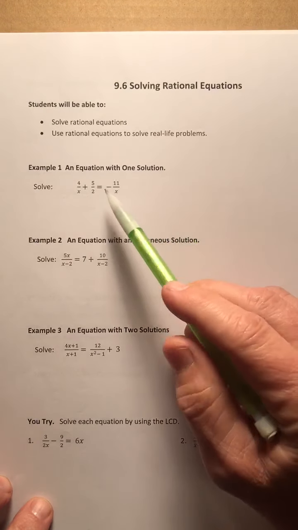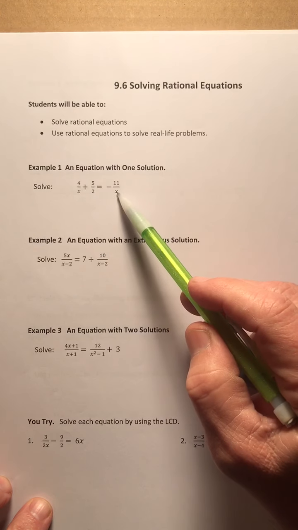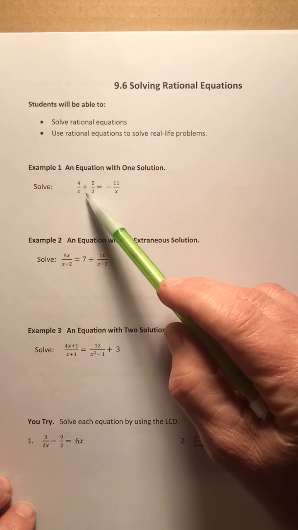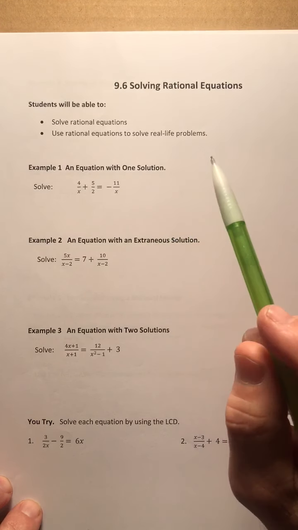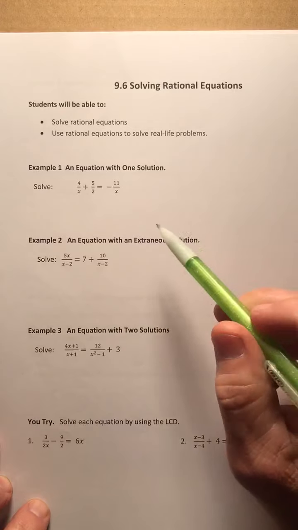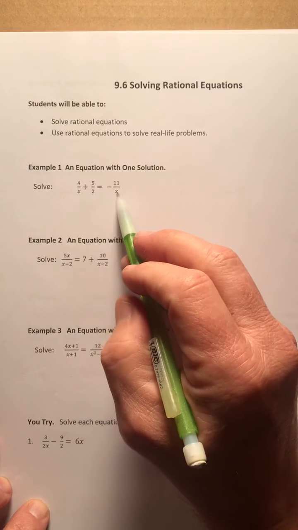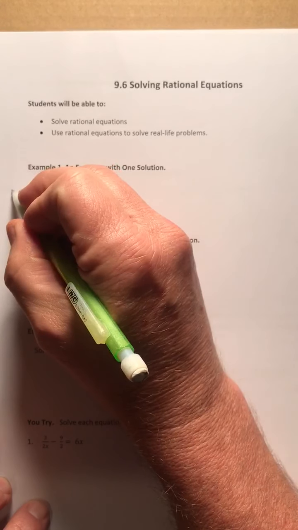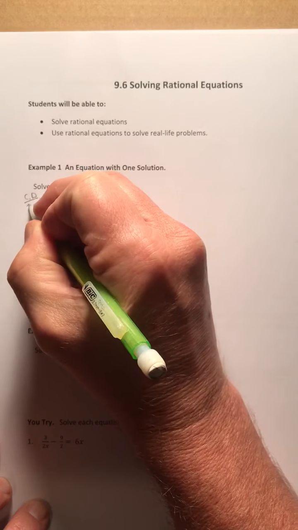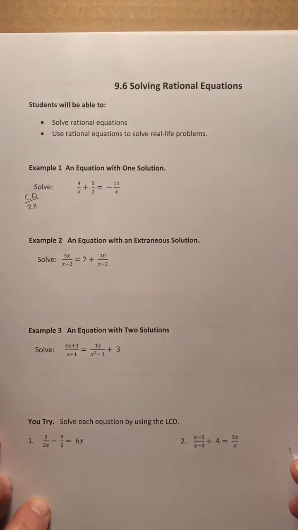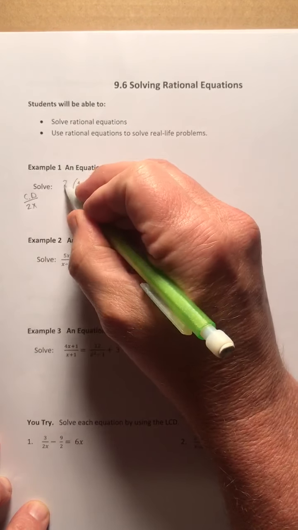To remember, what we used to do when we were doing this with just numbers is find the common denominator and then multiply everything by the common denominator, and it would get rid of the fractions. So that's what we're going to do here. Our common denominator, we have an x, we have a 2, an x. So our common denominator is 2x. We're going to multiply everything here by 2x.